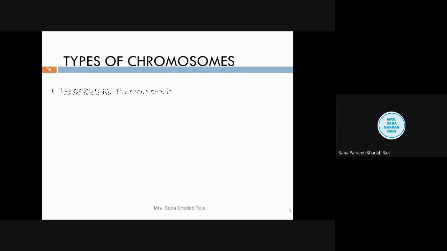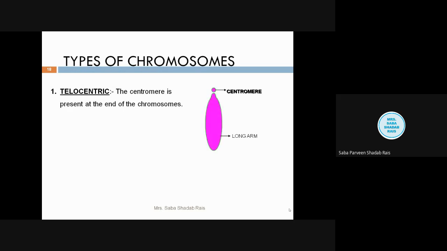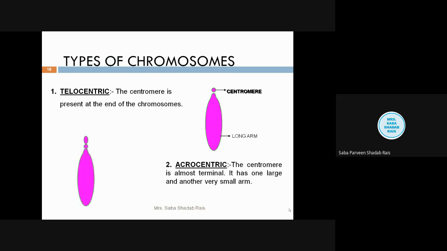Students, in the last lecture we discussed the various components present in the chromosome. You all remember that we discussed the basic structure, and in it we learned one important part, the centromere. So today we will learn the types of chromosome.